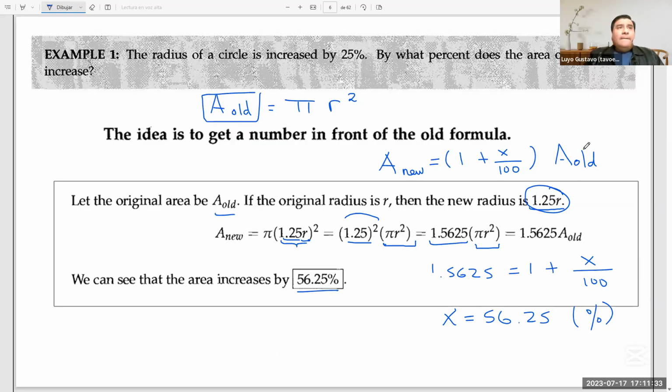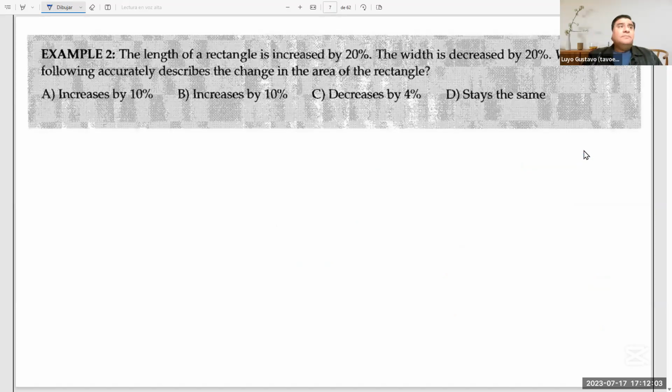Okay. Remember that in this case, we're supposed to input the value of the percent in the box. It's like a box with a blank, and in this blank you need to input exactly this 56.25. Don't input 0.5625, okay? Because that is not the percent. The percent is 56.25.